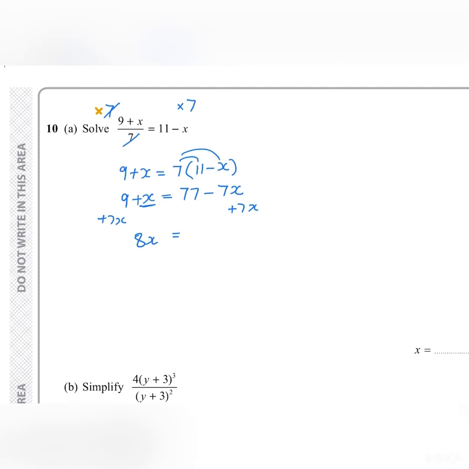And then if you now take away 9 from both sides, so 77, take away 9, that is 68. Okay, and then x equals 68 divided by 8, and x should equal 8.5. Okay, that is the answer for this.